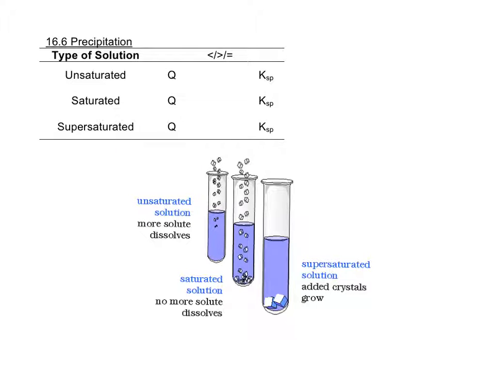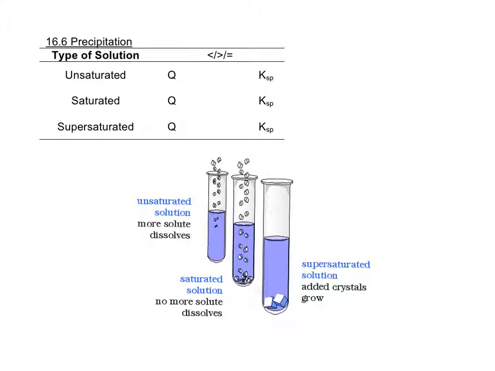Now we've talked about how things will dissolve, so let's talk about what happens when they come back out of solution, which is called precipitation. We're going to go back to the idea of Q, which is what we could calculate for our equilibrium expression if we put in our initial concentrations, but this is not equal to the salt at equilibrium. How Q compares to Ksp can tell us whether the solution is unsaturated, saturated, or supersaturated.